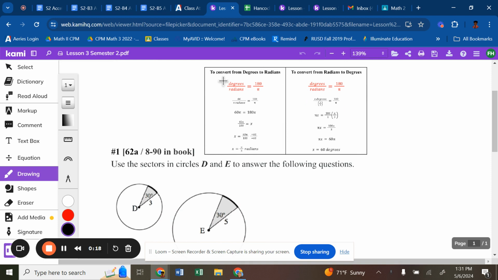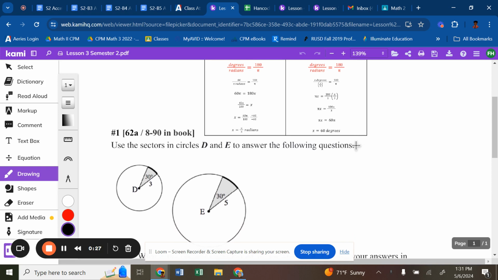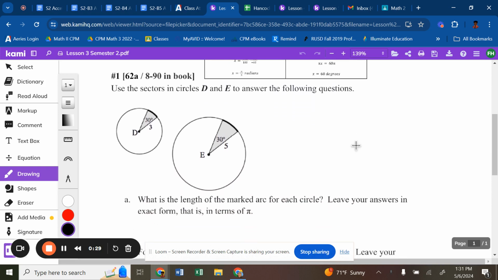We get that 180 over pi by doing 360 divided by 2 pi, which leaves us with only 180 over pi. We're going to be answering these questions, and we're going to see how we can discover converting our degrees to radians through each of these problems.